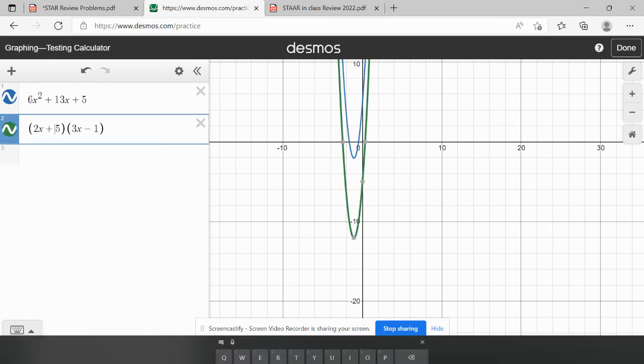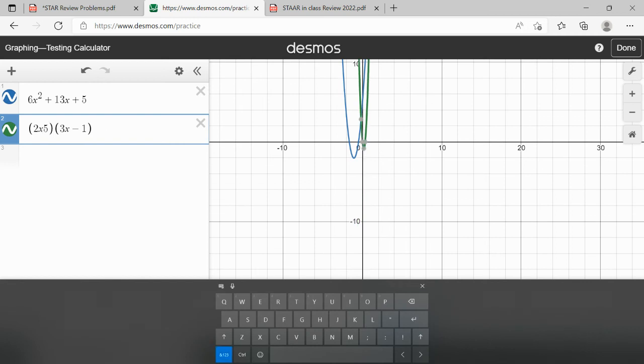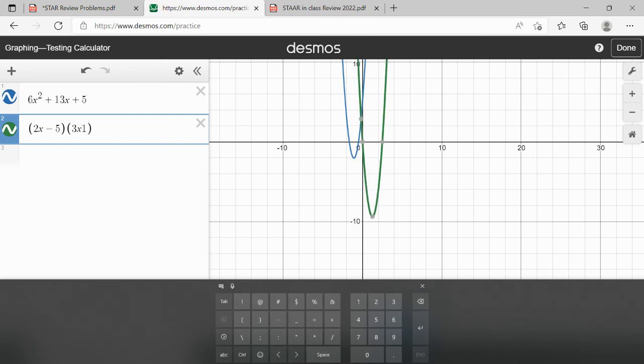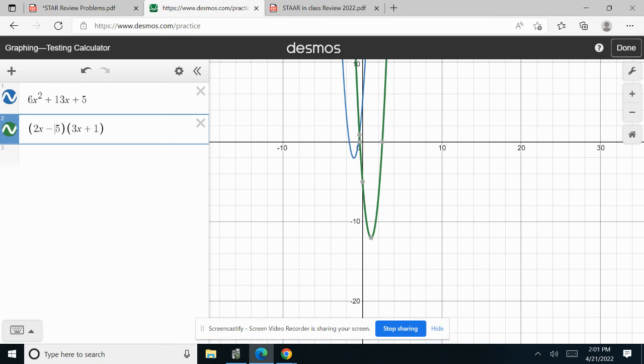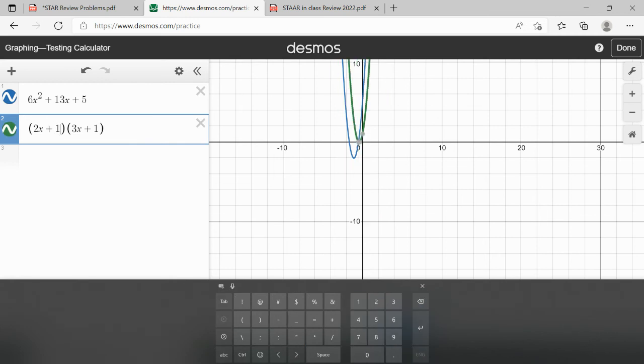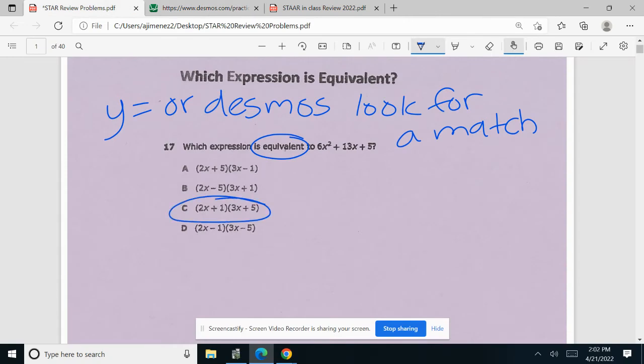So let's change it. The next answer choice says it should be minus right here and plus over here. Let's see if that one matches. Nope, because I still see the blue line. All right, let's change this one. It says plus 1 on this side, and then plus 5 on the other. Hey, that matched because the blue line is no longer there. It's now green. So that's my answer. I look at my answer to make sure it's 2x plus 1.